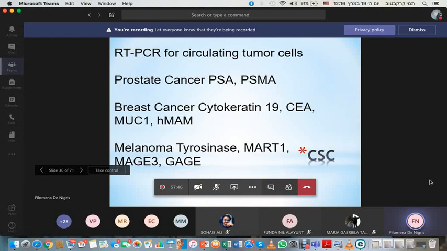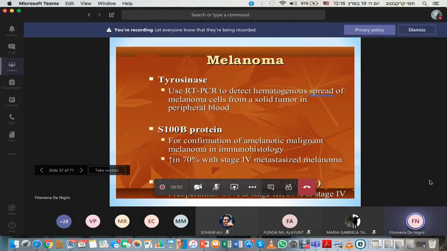Again, I can skip this, it is only to indicate PSA for prostate cancer, breast cancer, which kind of marker we can use, and how we can monitor. For melanoma, we have to ask for tyrosinase, immunohistochemistry for S100B, and MIA for melanoma. How to use these markers?